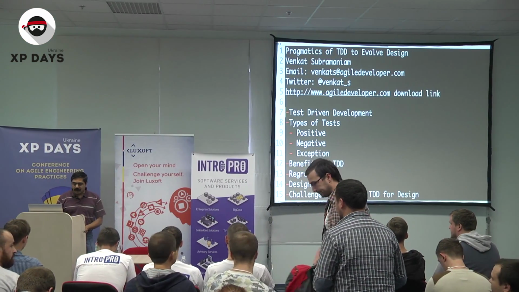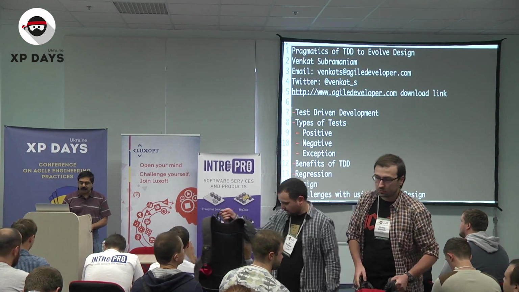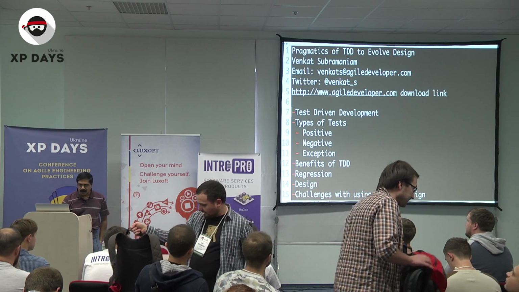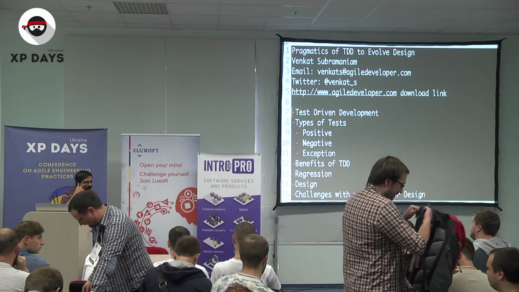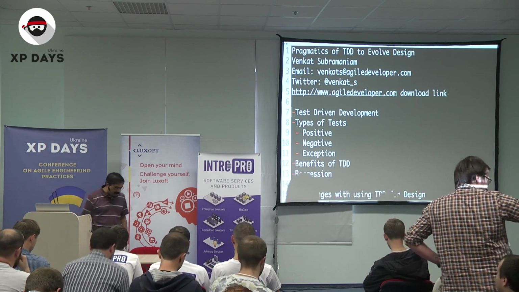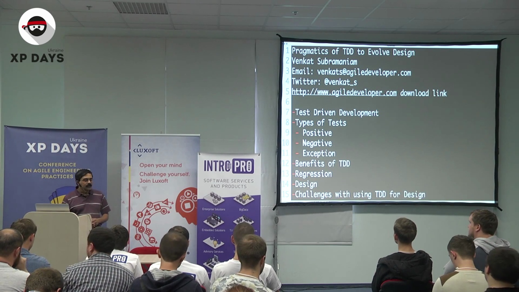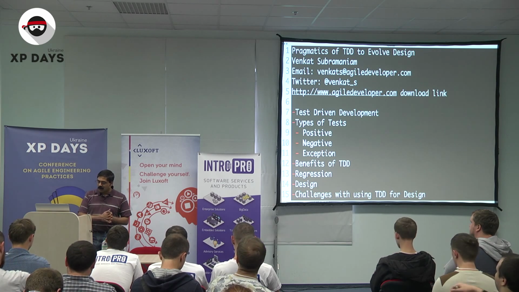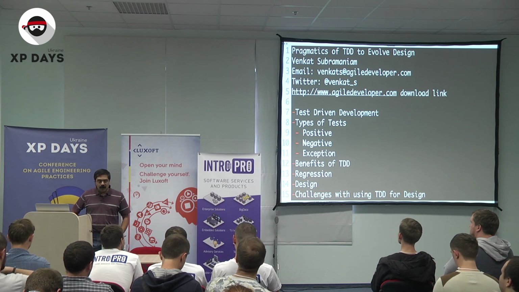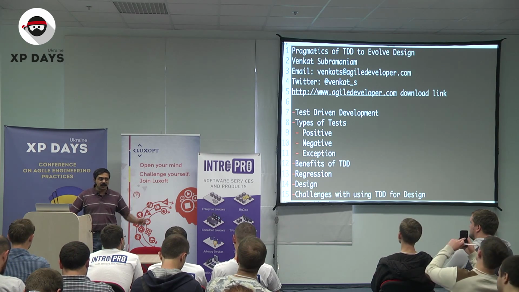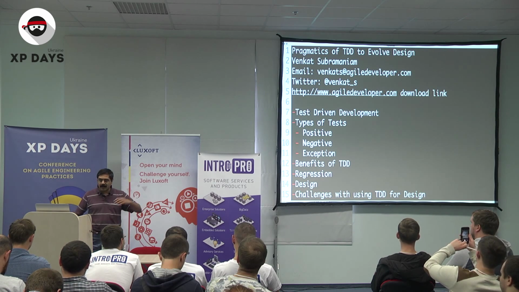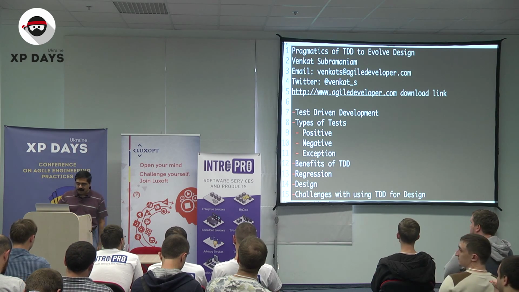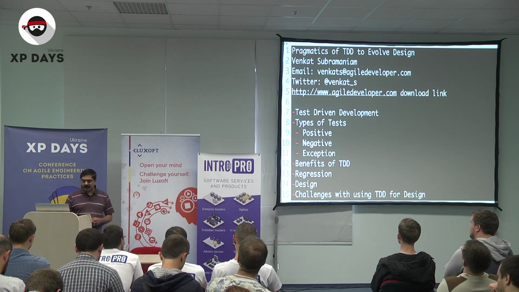Let's get started. Welcome to the session on pragmatics of test-driven development to evolve design. We're going to talk about some of the ways we can benefit from test-driven development, and I'll talk a little bit about some of the reasons to do this, and then we'll get into some examples as well along the way. We're going to go through the first 50 minutes, take a 10 minute break, and then when we come back, we'll finish up the second part after that. So this is a two-part session.